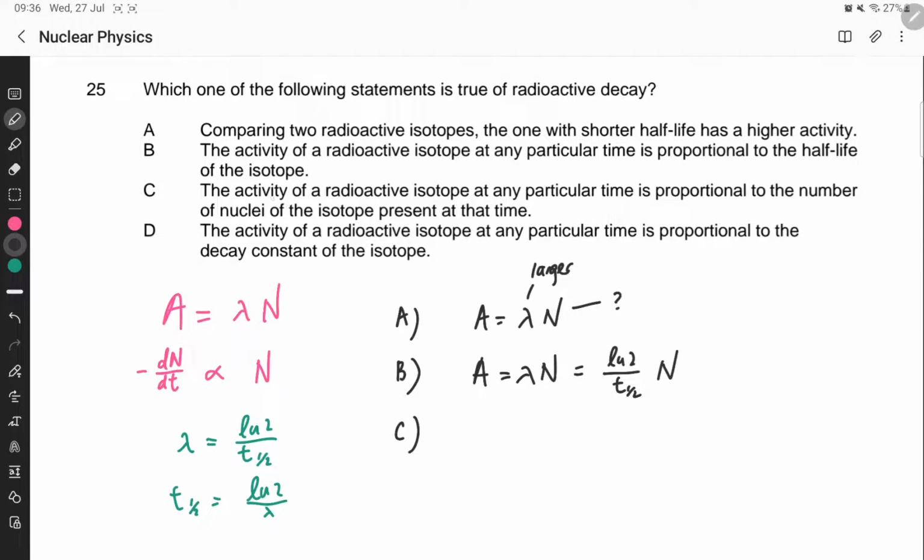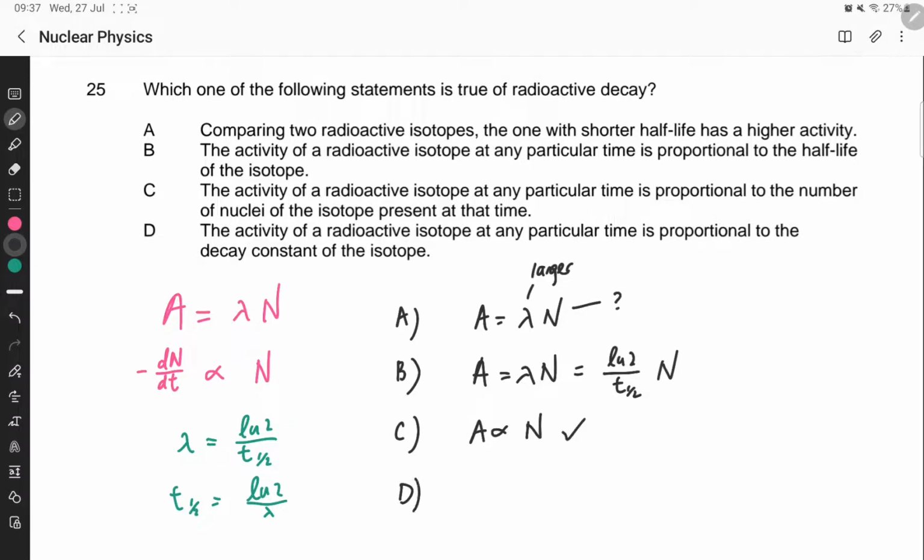Then option C, activity of a radioactive isotope at any time is proportional to the number of nuclei present at that time. So this is the only true statement. This is trying to say that A is proportional to N, and this is true.